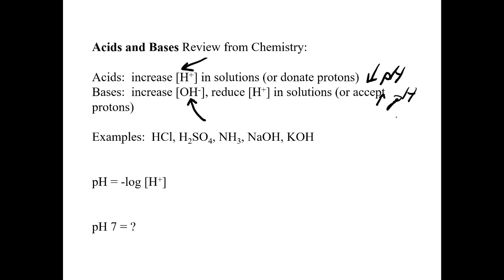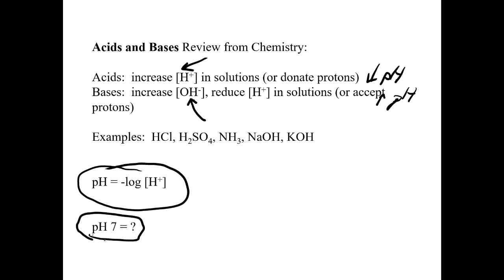Above 7, so between 7 and 14. You don't need to worry about this formula. You'll learn about that in chemistry, or you already did learn it in chemistry if you're a junior or a senior. 7 simply is neutral. So pure water has a pH of 7. It's neither acidic nor basic.